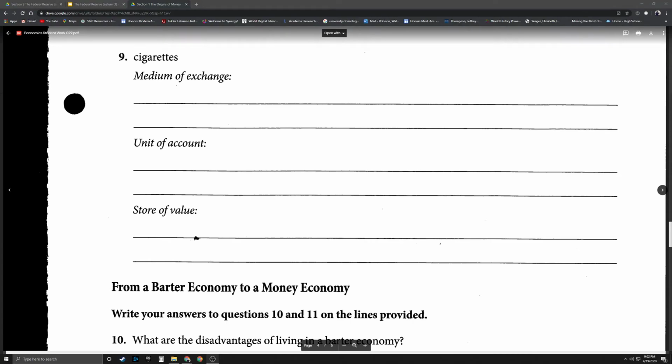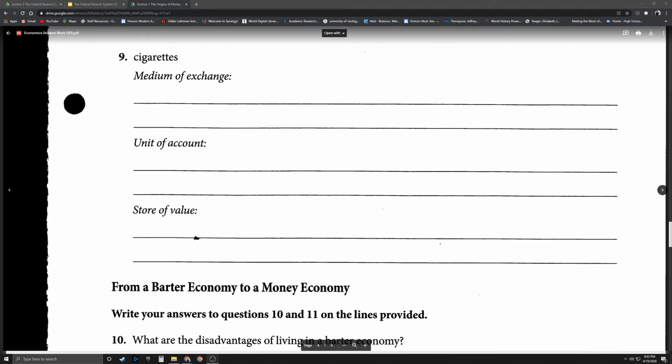All right, cigarettes. This is an important one because if you find yourself in jail or prison and people won't take money for things, you can use cigarettes. They did this in POW camps too, prisoner of war camps. So the medium of exchange, I mean, it's cigarettes. Are they easy to carry around? Of course they are.